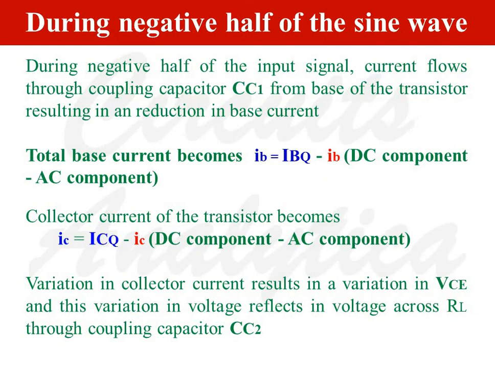So variation in collector current results in a variation in the collector resistance voltage drop, which results in a variation in the collector emitter voltage of the transistor. And variation in collector emitter voltage of the transistor reflects in the voltage drop across resistance RL through coupling capacitor CC2.